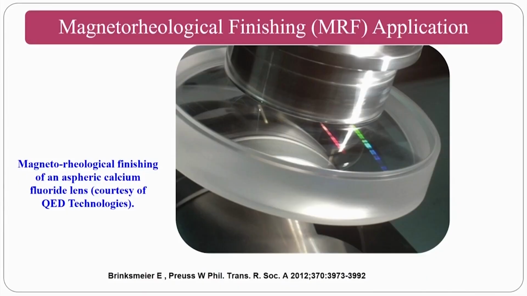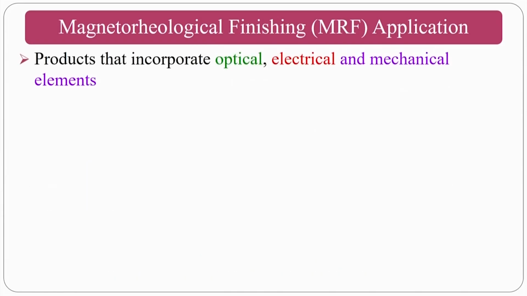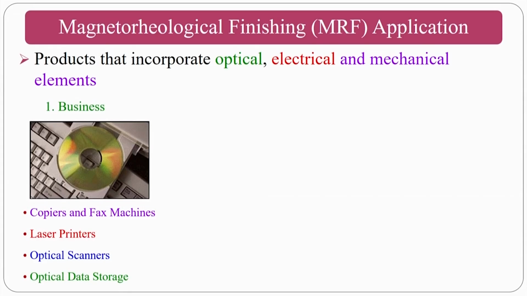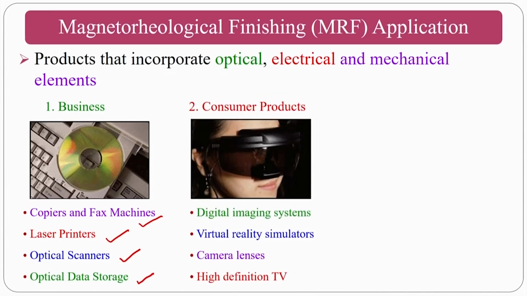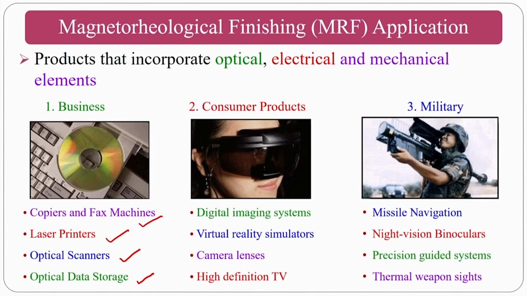So the applications of MRF, in a broad spectrum, you can use for lens finishing applications. At the same time, there are business applications like copiers, fax machines, laser printers, optical scanners, optical data storage. These are some of the applications. If you see consumer products like virtual reality simulators and camera lenses, these are all applications where lens polishing or super polishing of the lenses is required.